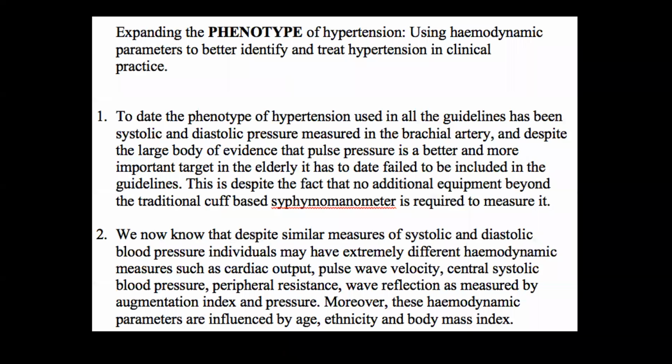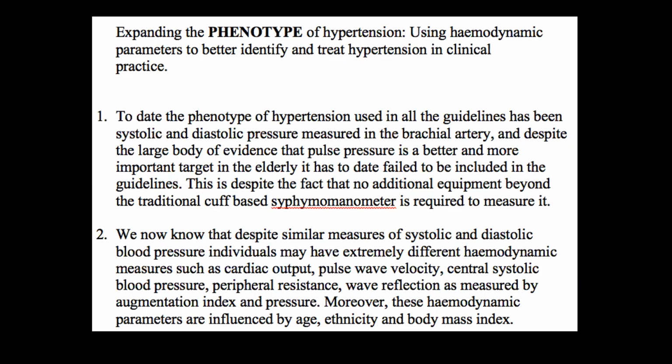So what we need to do is redefine the phenotype of hypertension, and we can do that. So the phenotype of hypertension used in the guidelines has been systolic and diastolic pressure measured in the brachial artery, and despite evidence that pulse pressure is a better predictor in the elderly, pulse pressure isn't even in the guidelines. And you don't need an artificial intelligence algorithm to subtract diastolic from systolic pressure to get pulse pressure. This is how bad we are.